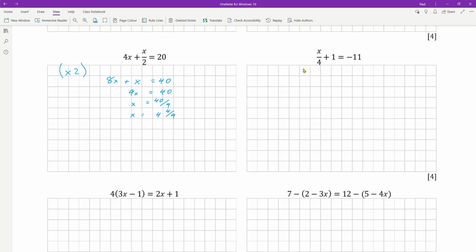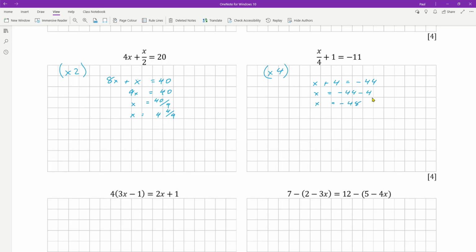Okay, going on to this one, similar situation. I've got a quarter of an x. I want to deal with whole x's, so I'm going to times everything by 4. So that's going to be equal to x. 1 times 4 is 4, and 4 times minus 11 is equal to minus 44. Move the plus 4 to the other side, so x is equal to minus 44 minus 4, so x is equal to minus 48.